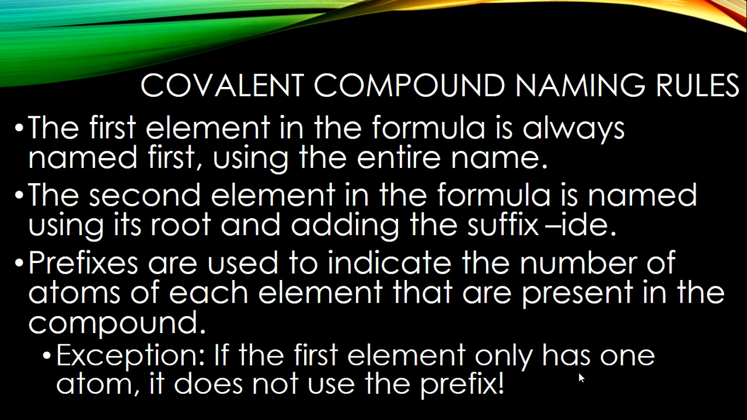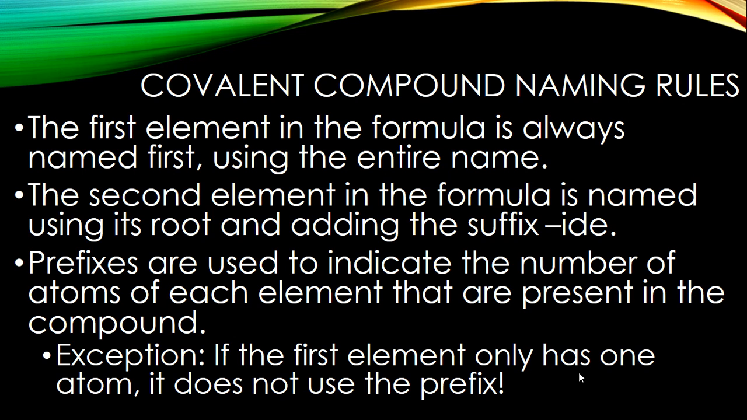The second element in the formula is named second using its root and adding the suffix "ide." So remember, this is very similar to what we do with ionic compound naming. You always end it with the "ide." The only difference here is that for both of these, we're going to use prefixes to indicate the number of atoms of each element that are present in the compound. The only exception is that if the first element only has one atom, so it doesn't have any kind of subscript, then you do not use a prefix.